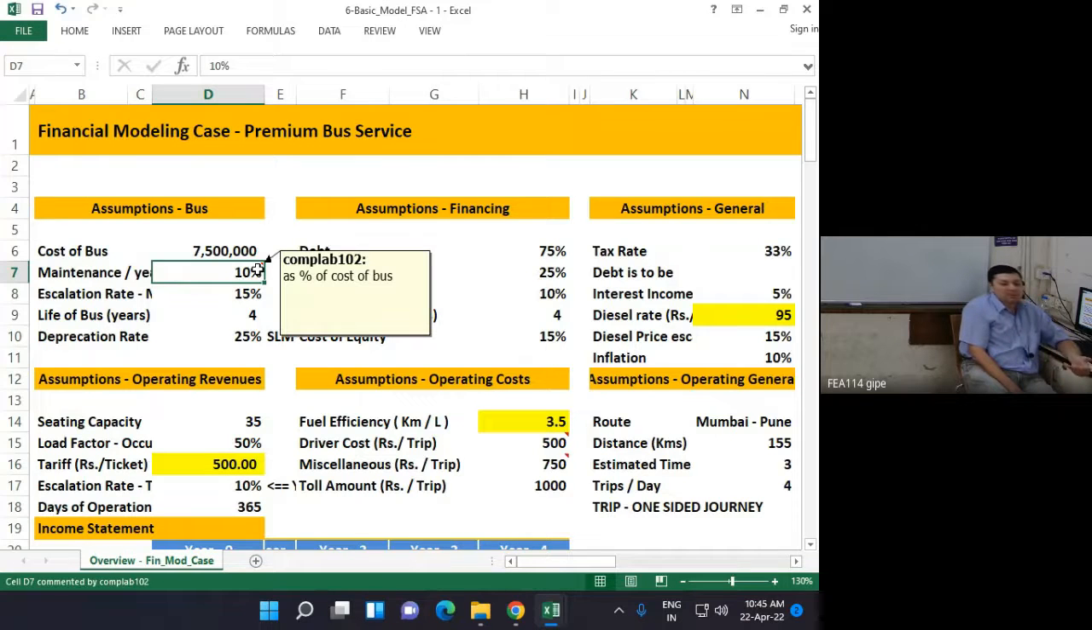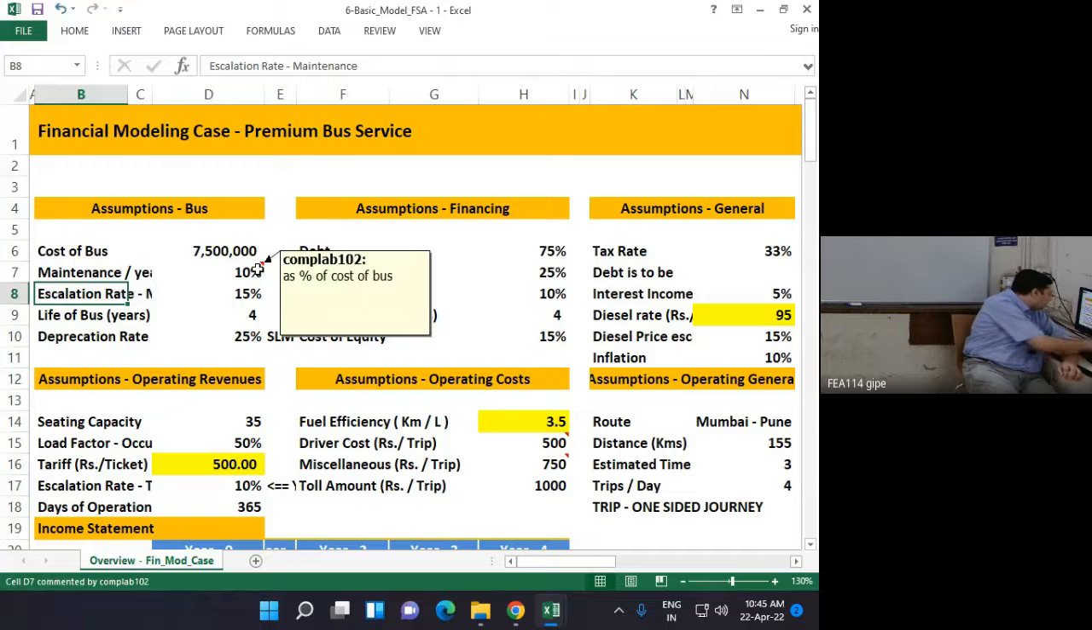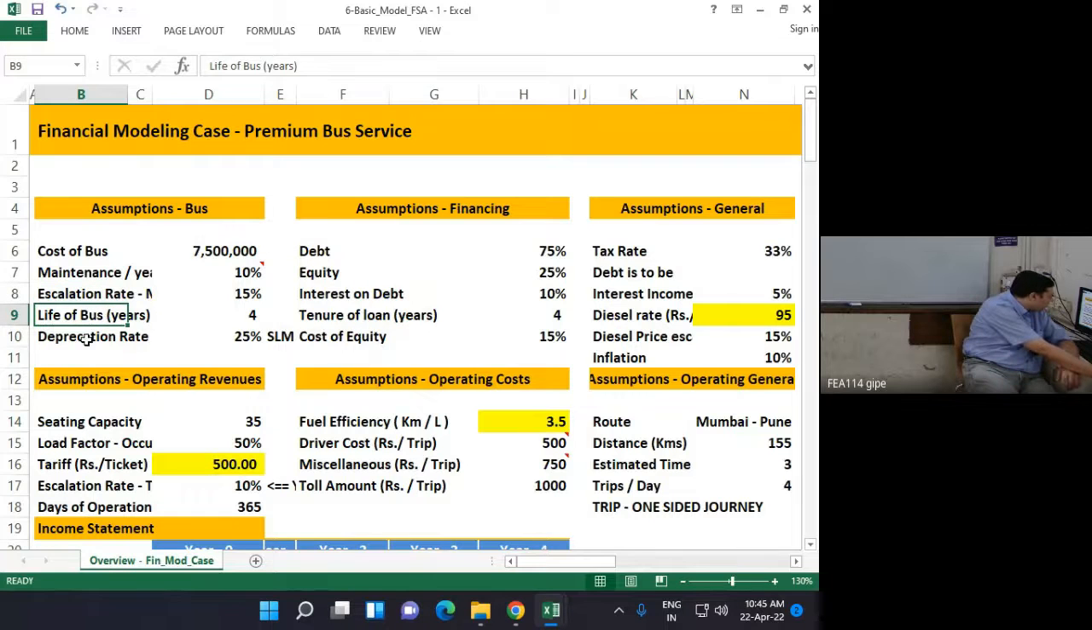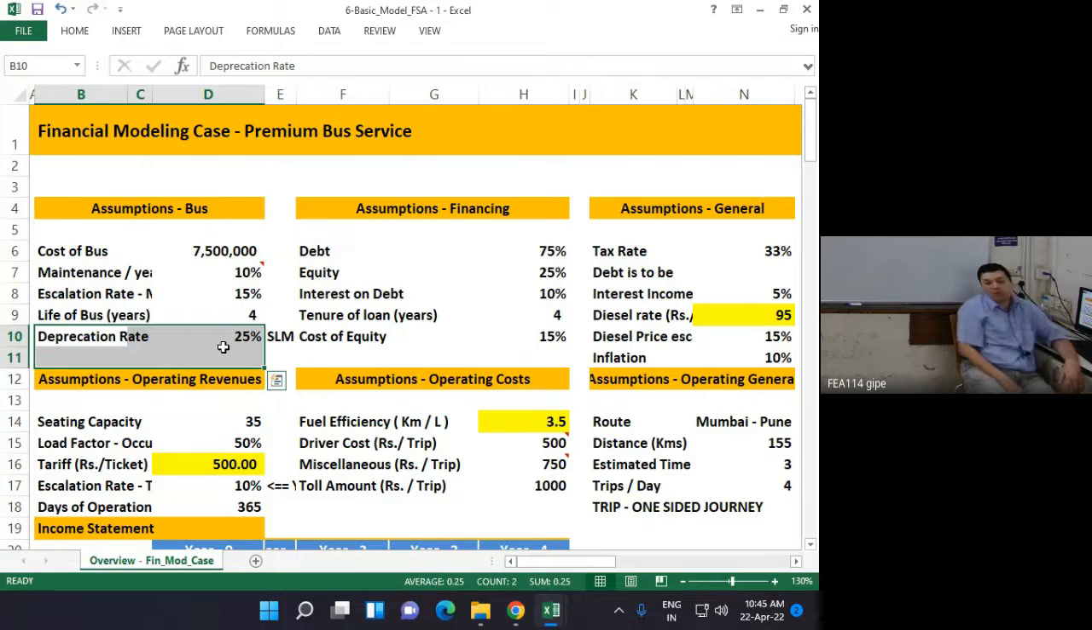And as the bus ages, my maintenance expenses are also going to increase. So we are saying that escalation in maintenance is going to be 15%. 15% से हमारा maintenance expense year on year बढ़ते जाएगा as the bus keeps on aging. Bus will depreciate in 4 years at a rate of 25% straight line method to a scrap value 0.